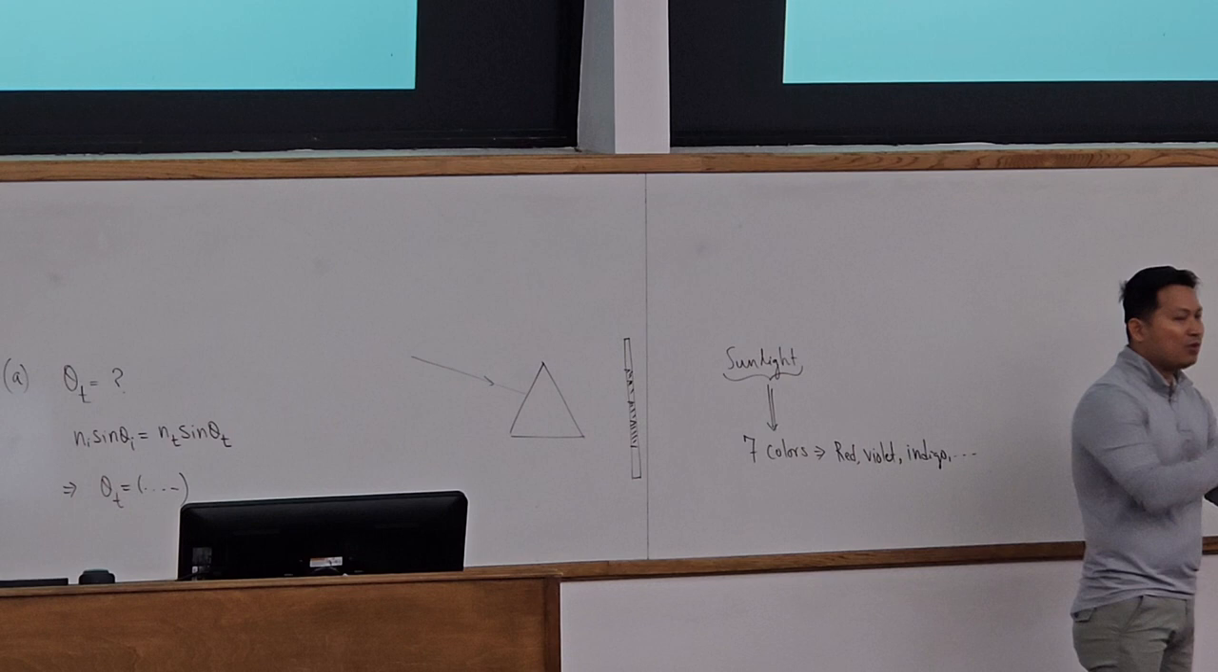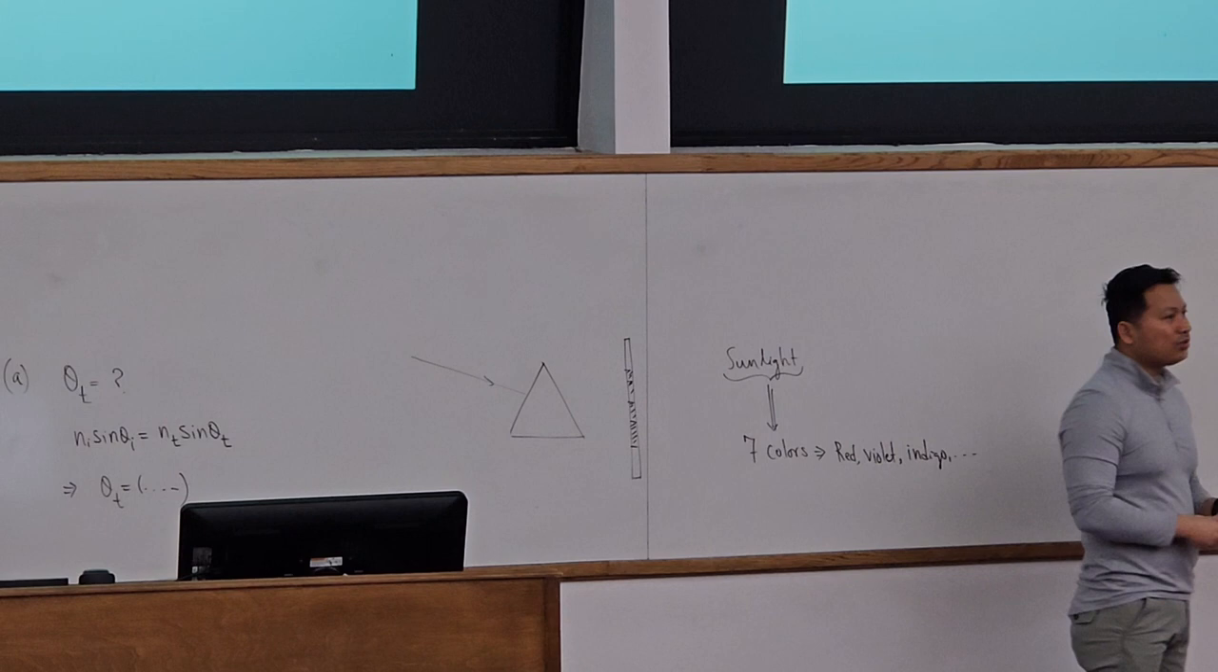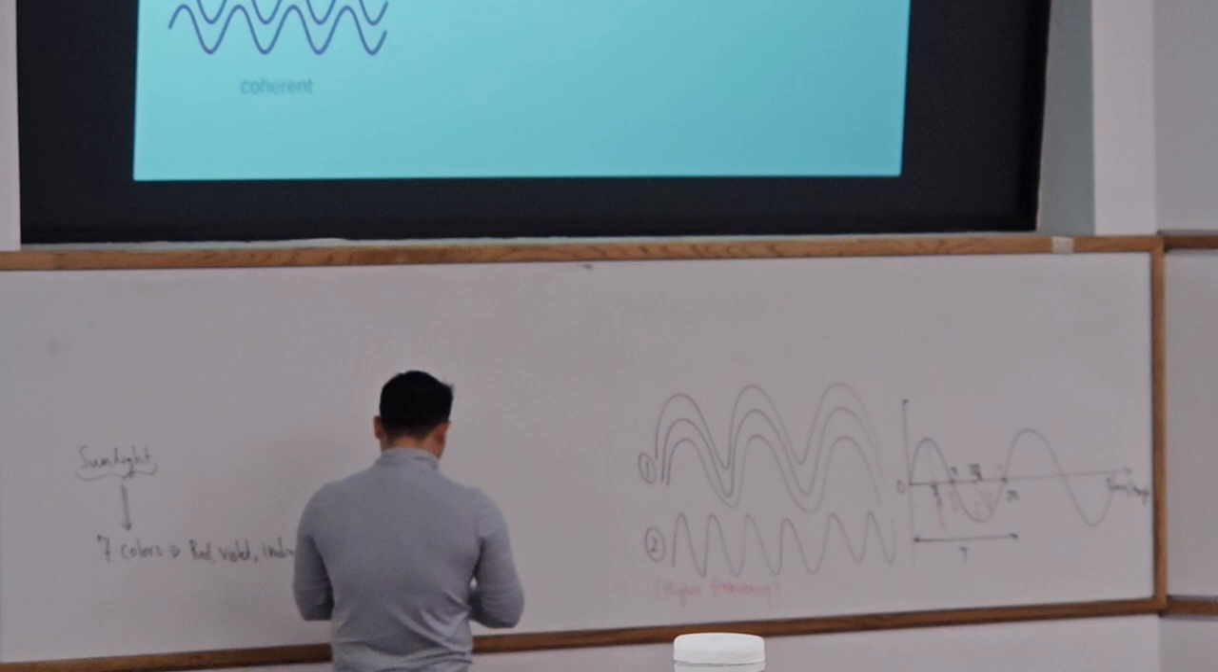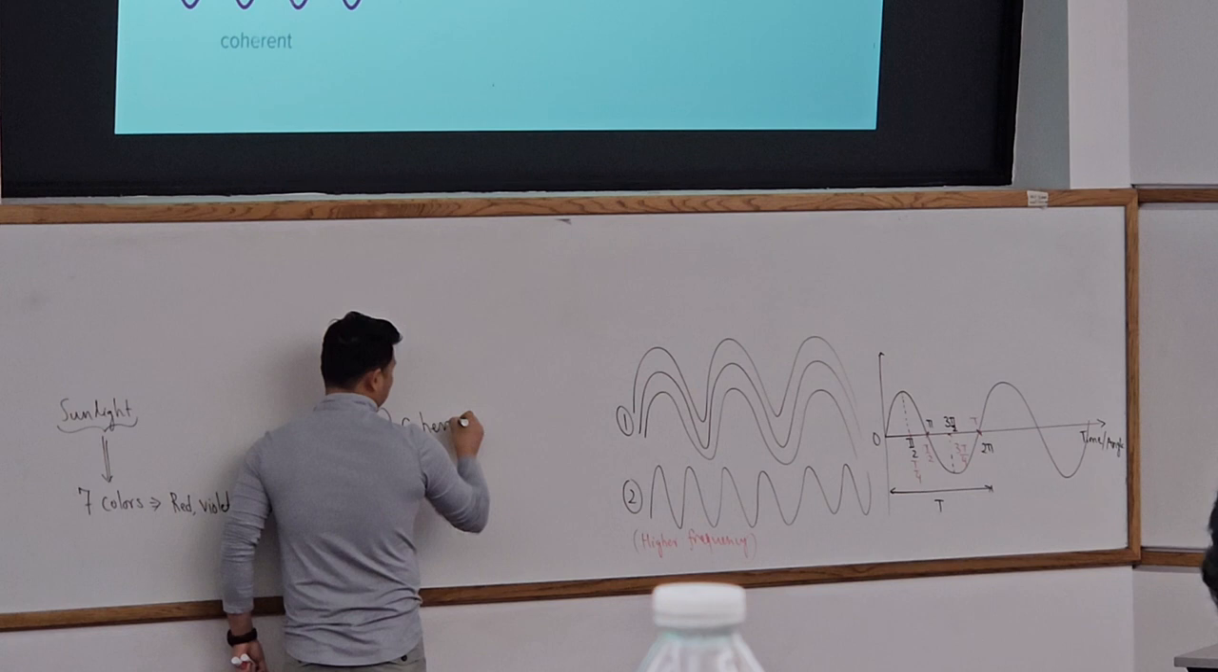If you have a source of light that has one frequency, it's called a coherent source. There are two kinds of light source over here, coherent and incoherent. One is coherent, and this is incoherent.